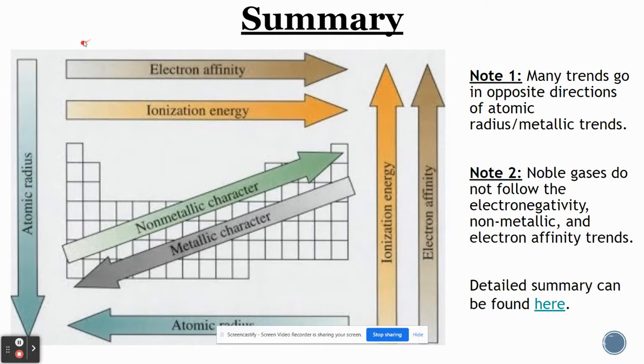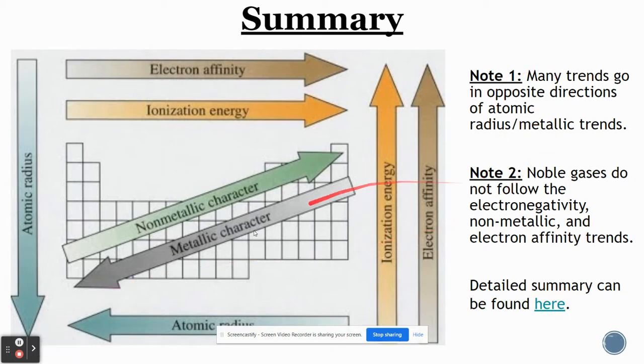They all increase from left to right, and they also all increase from bottom to the top. And the same thing applies to non-metallic character. Also increases from left to right and then towards the top. So really the only two that go in the opposite direction of that is your atomic radius. So atomic radius goes up from top to bottom and up from right to left. And same thing with metallic character.